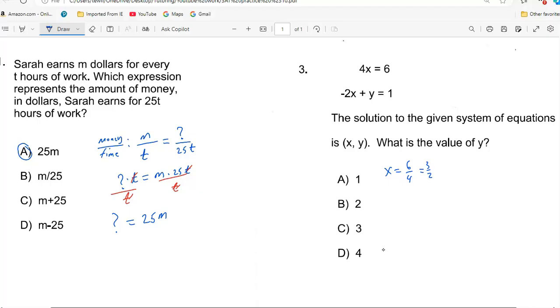Now the second equation will be negative 2 times x, which is 3 halves, plus y equals 1. So negative 2 times 3 halves, the 2 cancels, and you just have negative 3. Negative 3 plus y equals 1. And now add 3 to both sides, you get y by itself. So y equals what? 4. And that will be choice D.